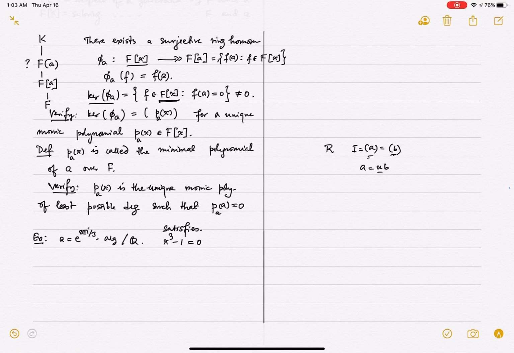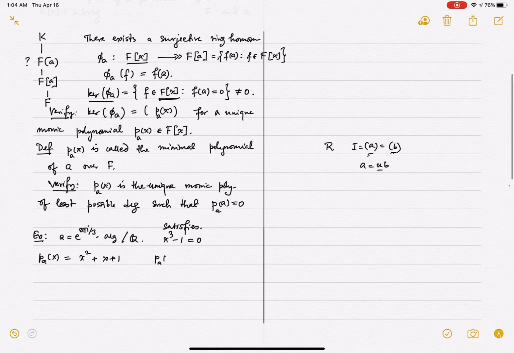But if you want a least possible degree guy, if you look at all the polynomials that it satisfies, that's an ideal, and that has a generator. And the generator is going to be the least possible degree polynomial that it satisfies, and that is this one. You can check that x squared plus x plus 1 at A is 0. So it does satisfy a degree 2 polynomial.